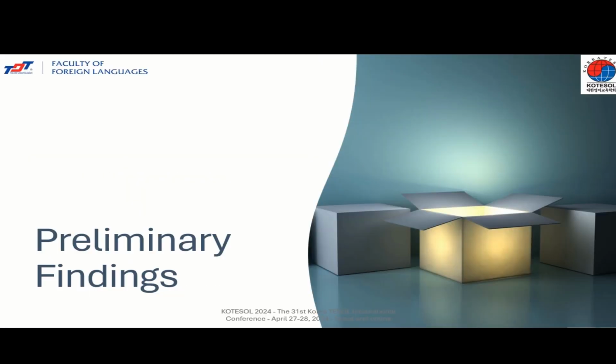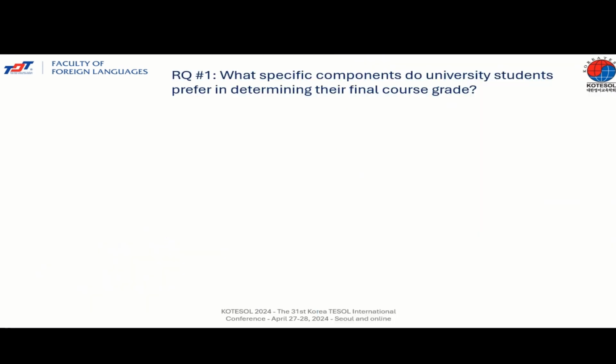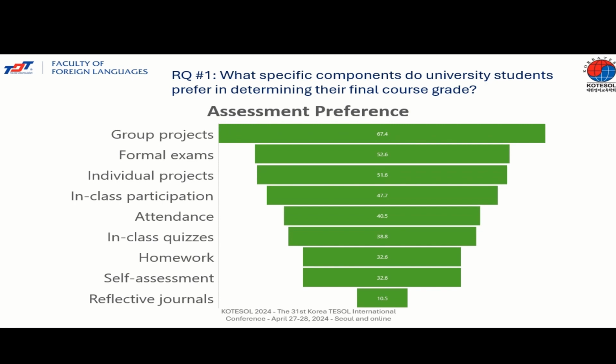Okay, and here are my preliminary findings. The first research question: what specific components do university students prefer in determining their final course grade? And this figure gives you the answer.